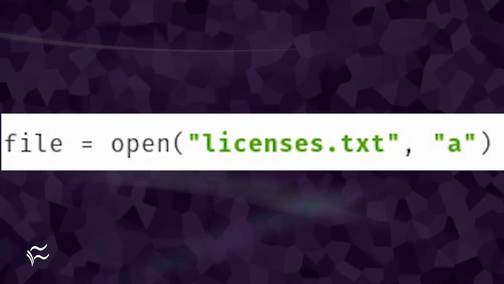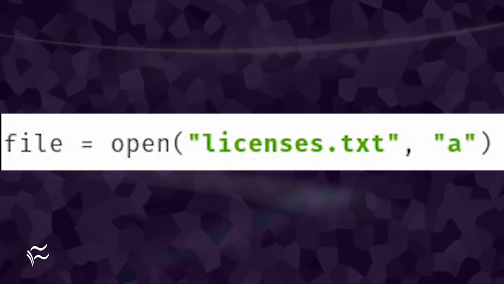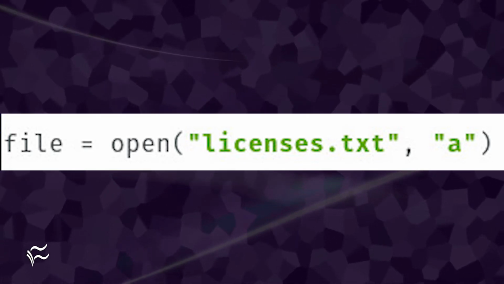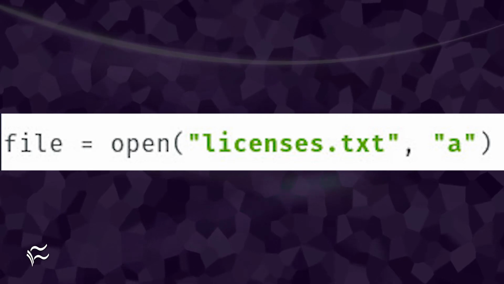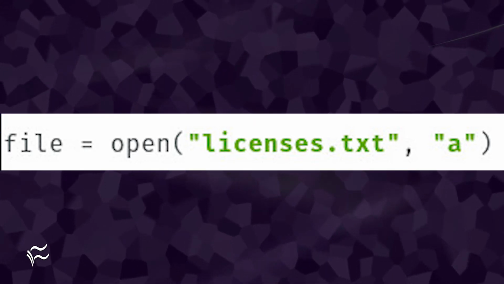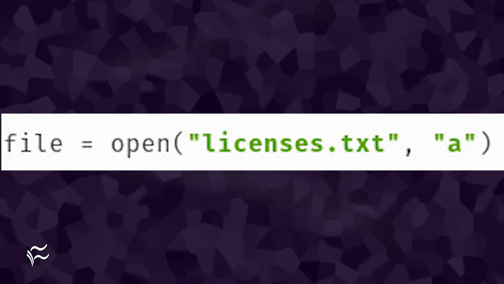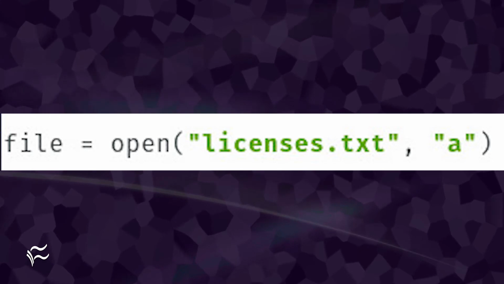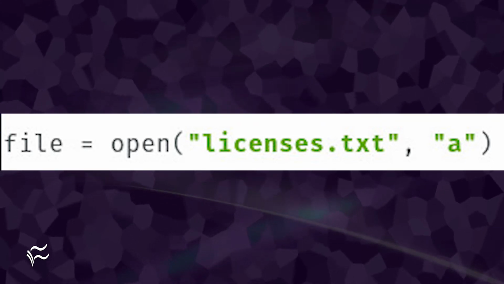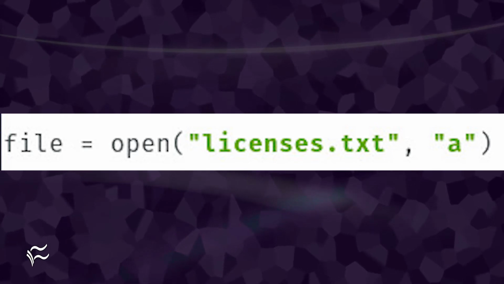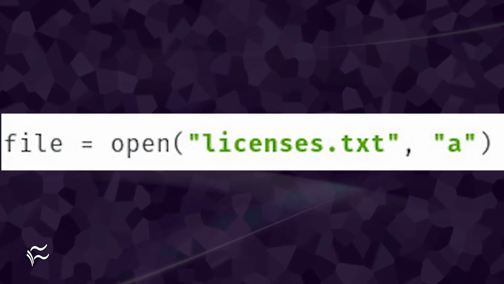The next section defines the file that will save our user input. We need our file to append new input to the end of the file. Otherwise, every time the app is used, it'll overwrite the previous input. For that, we use the a option for append. So now, our file open section looks like file = open("licenses.txt", "a").